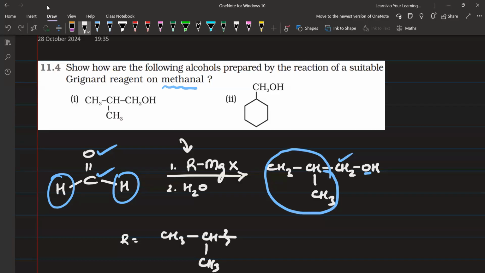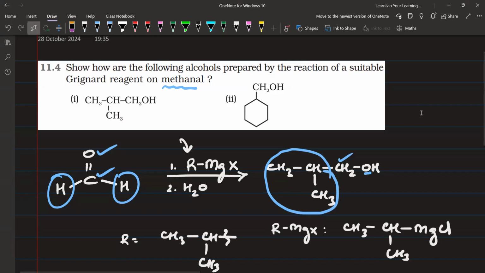And let's say R is bonded. The Grignard reagent RMgX will be CH3, CH, CH3, and MgX, or MgCl if you want to be specific, like magnesium chloride or bromide. So this is how you have to do this type of questions. Now do the second one yourself and then tell me what should be the RMgX. All of you understood this?